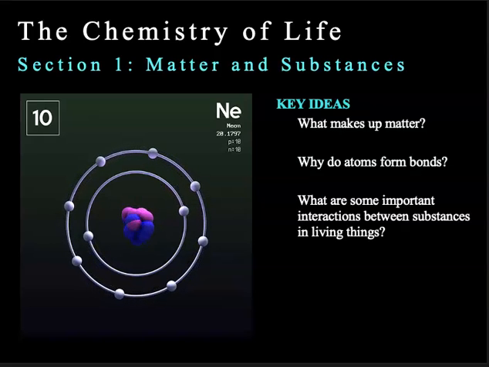It's the basic components, and we're going to learn about what makes up matter and how atoms form chemical bonds, and then how do those chemical bonds and the rules that allow them to form impact living systems. And here's another representation of an atom called neon. And neon's one of the noble gases.